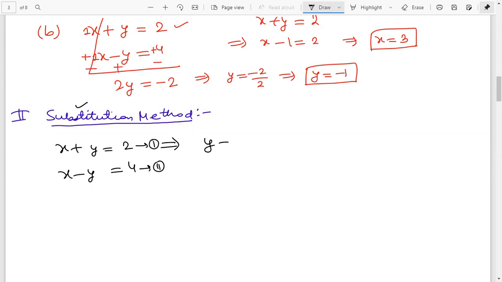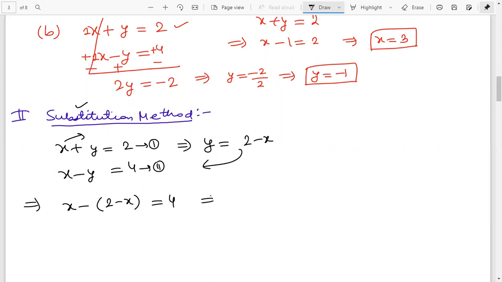So what will be y? x will go to the right hand side, so y is 2 minus x. And this value of y we will put in the second equation. So the second equation becomes x minus y. Always write the bracket, a golden rule, to avoid silly mistakes. So x minus (2 minus x) equal to 4.